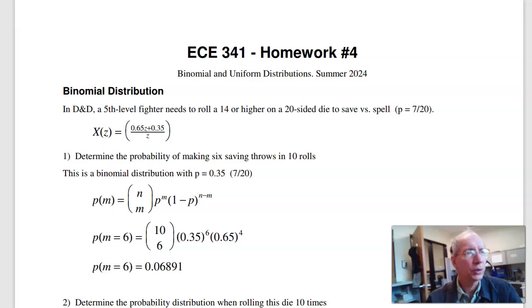Here are solutions to homework set number 4 for ECE 341 random processes. This homework looks at binomial and uniform distributions.